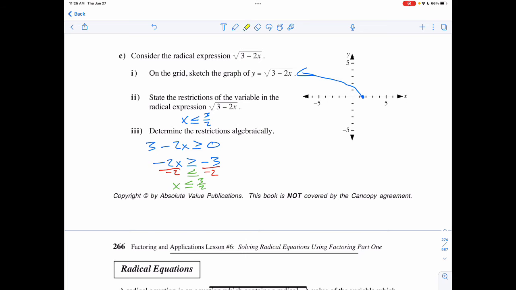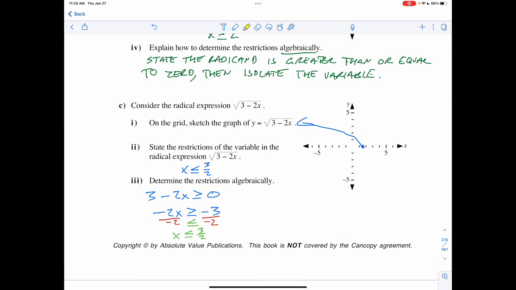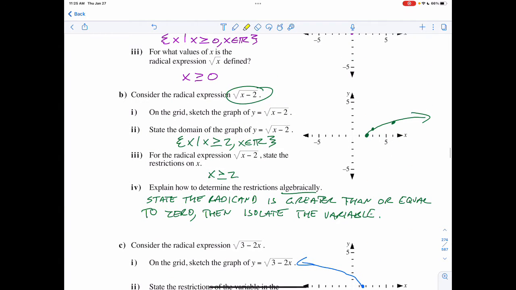The other way we can think of it is inside the radical: if the coefficient of the variable is negative, it's going to be less than. If the coefficient of the variable is positive, it's going to be greater than. Works the same way.